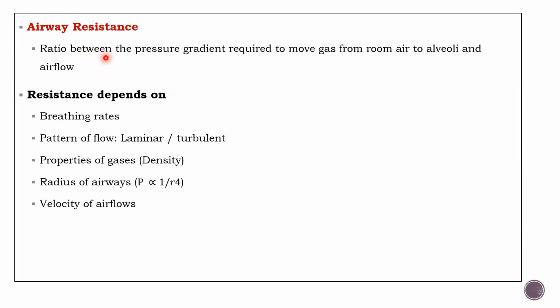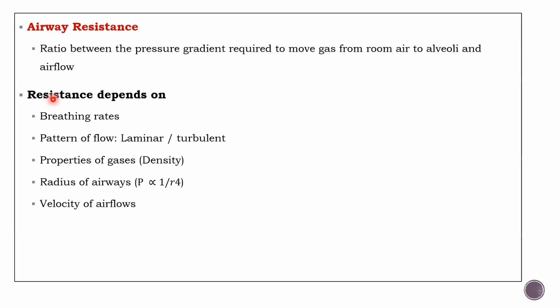So the resistance is the ratio between the pressure gradient required to move the gas from air to alveoli and the flow. You have to create a certain pressure gradient so that air moves from one place to another. Why you need to understand resistance: there will be a lot of scenarios where resistance plays a major role. Which part of the respiratory tract is giving more resistance? You need to address it, otherwise you'll be giving the air, but it will not go into the lungs. The amount of pressure required to overcome the resistance will be higher if you don't address it.